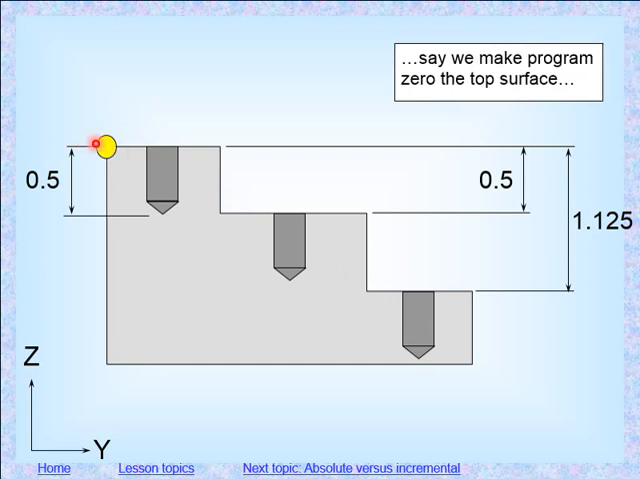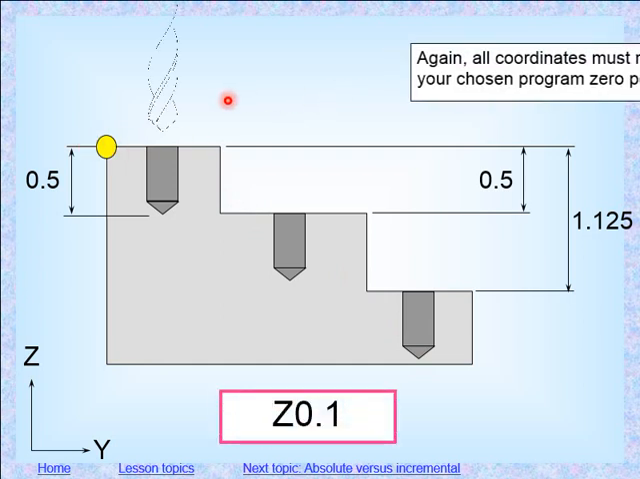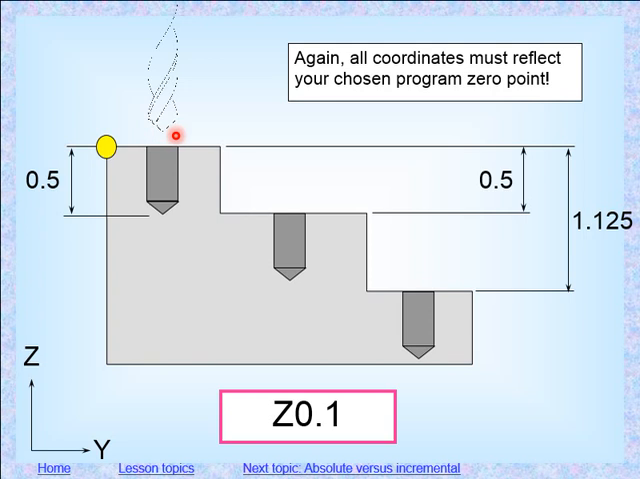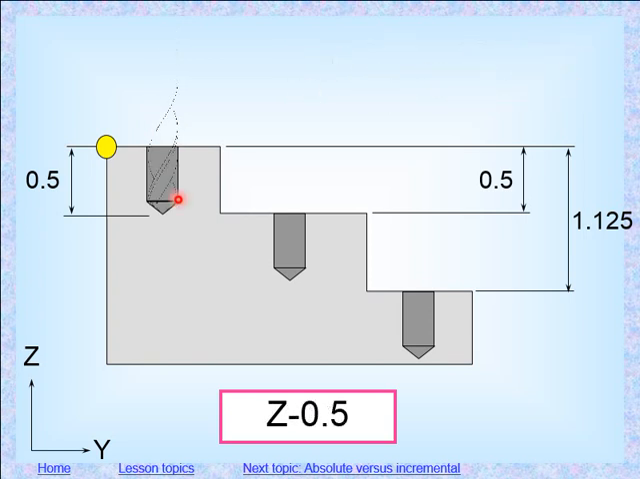So my origin's up here. Bring my tool over to 0.1, nice and easy to remember. Drill down half an inch deep. I'm at the bottom of this hole. I'm now going to move my tool back up to 0.1, and then I'm going to move it over to here, and then notice how it's still at Z 0.1, drill down into my hole.